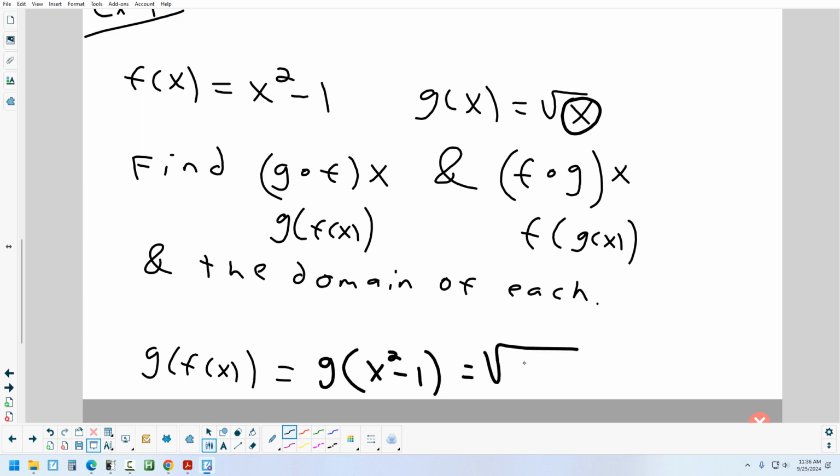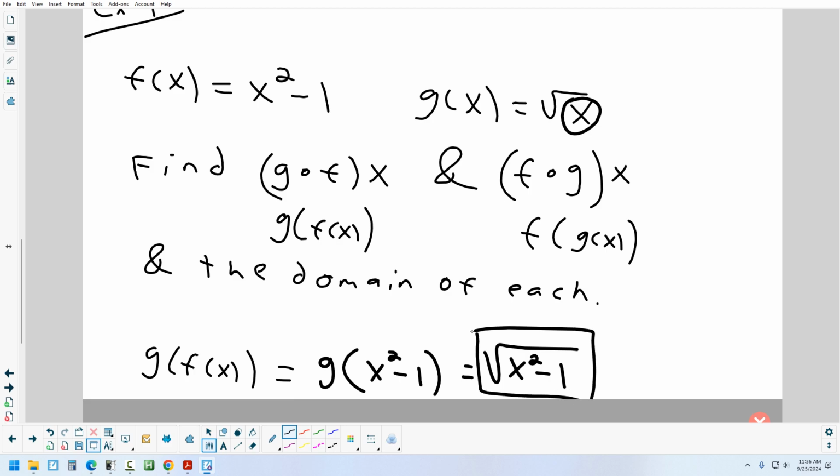It looks like you already did that with the g of x squared minus 1. Well, here I still have the g, but I haven't written the square root symbol yet. So you got to make sure you write down the square root symbol and then x squared minus 1. And that's it. That's your final answer.